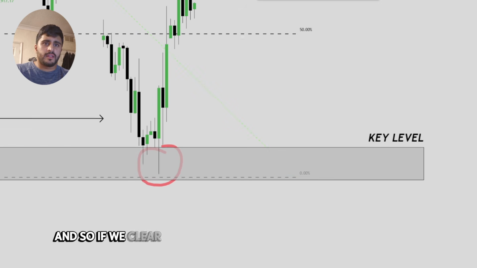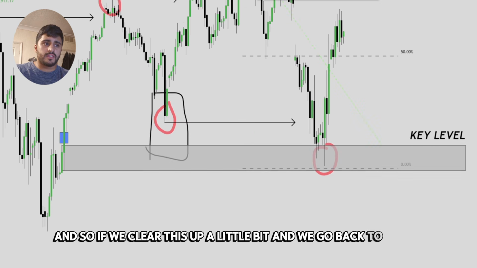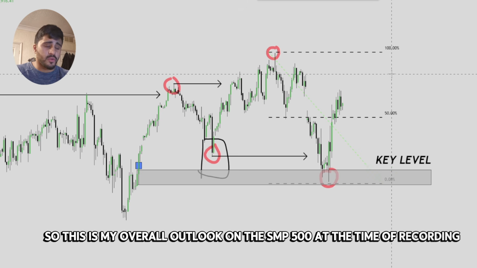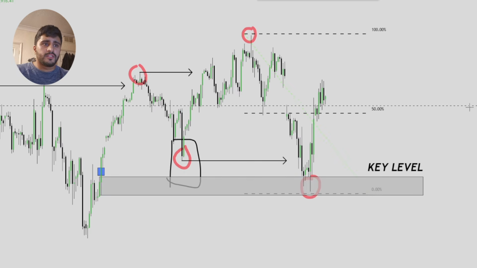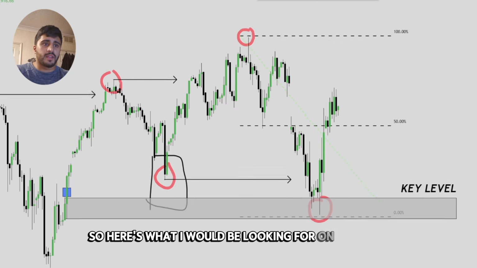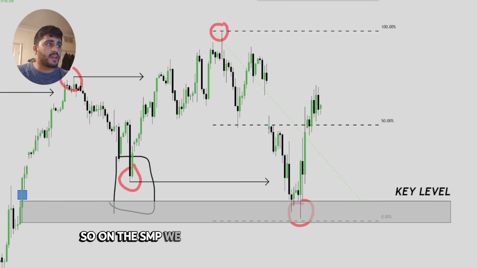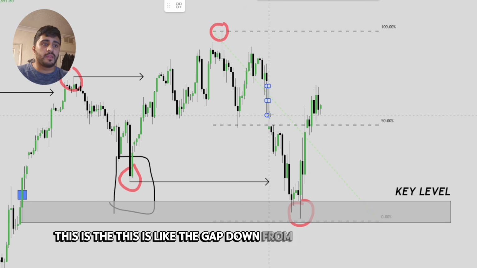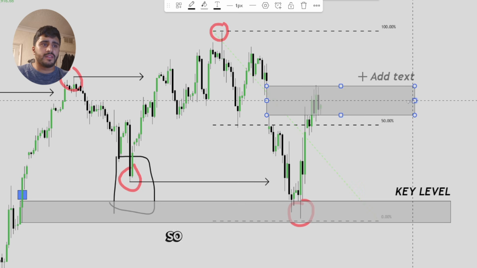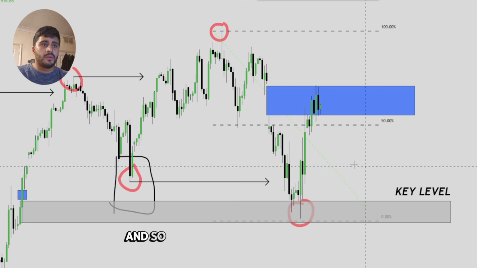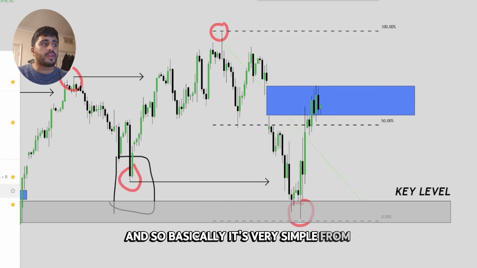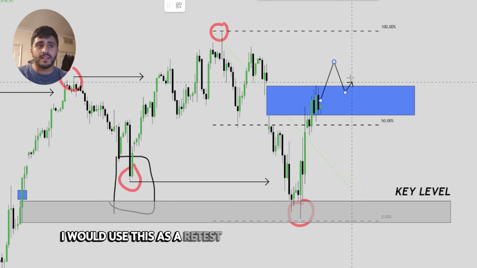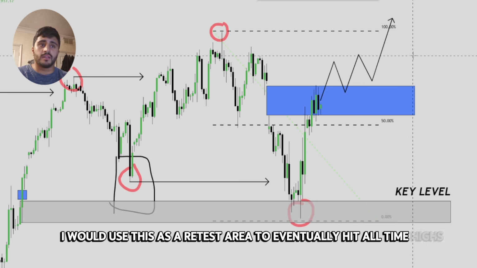And so if we clear this up a little bit and we go back to the charts, this is my overall outlook on the S&P 500. Time of recording, 23rd of January. So here's what I would be looking for on the S&P. We have somewhat of a gap over here. This is like the gap down from the previous Sunday, so here's our gap down area. And basically, it's very simple from here. If we can sustain higher prices here, I would use this as a retest area to eventually hit all-time highs.